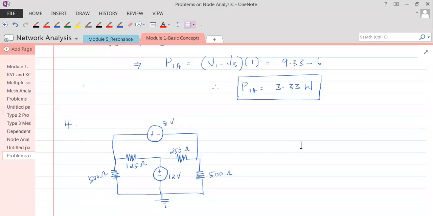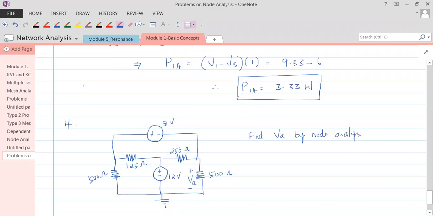What you're supposed to be finding is voltage VA. Where is that voltage VA given? So here is voltage VA, plus minus. What they're asking is this: find VA by node analysis.